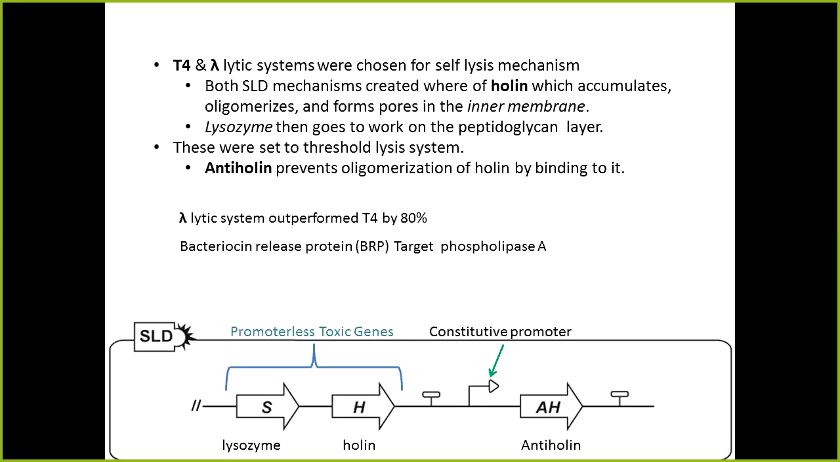Okay. All right. Systems were selected for the self-lysis: the lambda-phage lytic system. Both have holin in them. Holin oligomerizes to puncture holes in the inner membrane, and then lysozyme goes into action on the peptidoglycan layer.